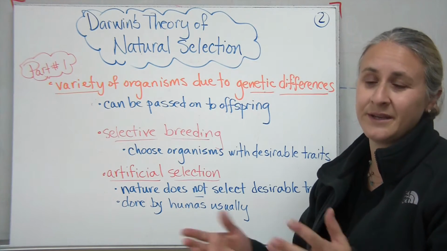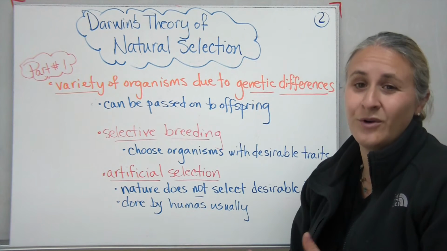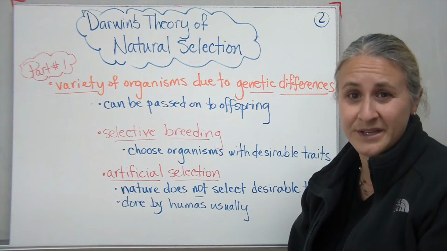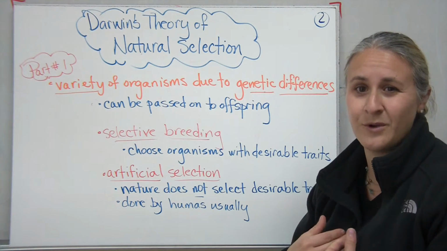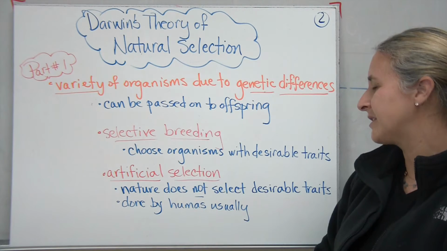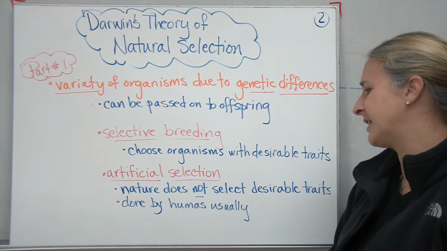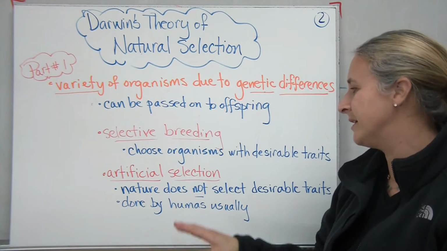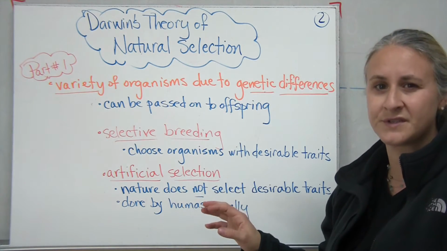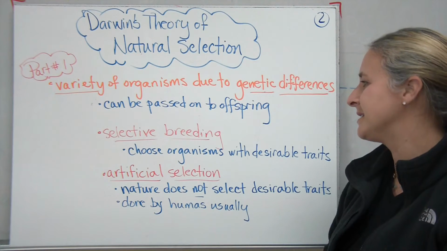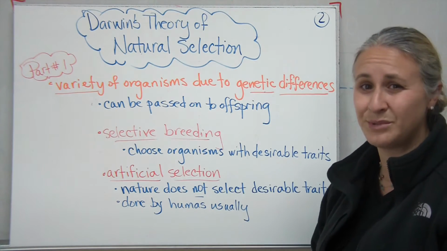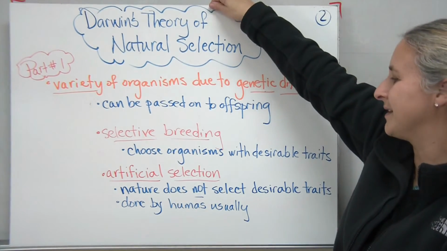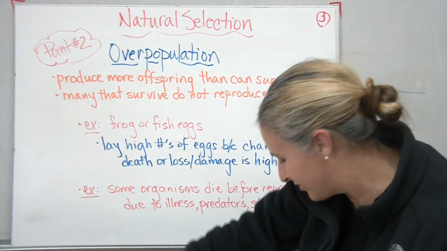Now in selective breeding, we talked about this with genetics, I hope that it gets the traits that I want. They're not necessarily traits that are best for the organisms, but it's something I want. Artificial selection, nature doesn't select the desirable traits, but it's done by humans completely. So selective breeding and artificial selection kind of go hand in hand. Artificial selection is completely done by humans though, and it is not a natural thing. So nature isn't the one that's choosing those traits.